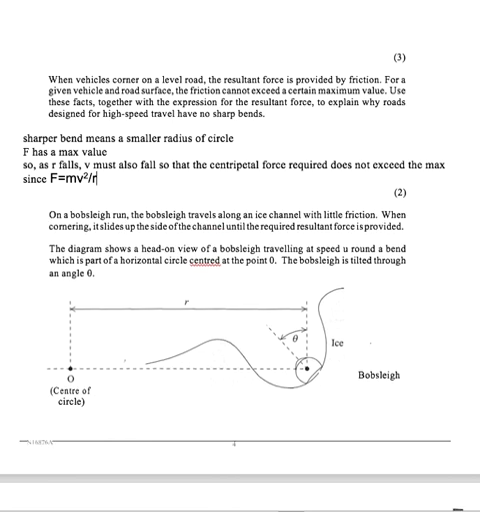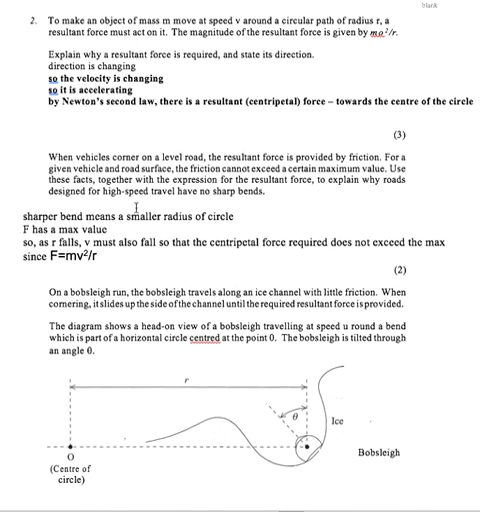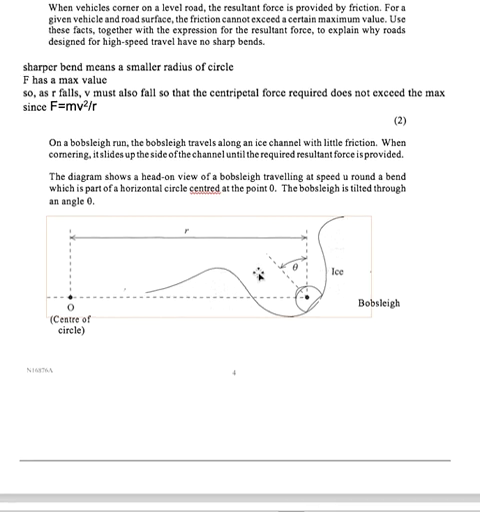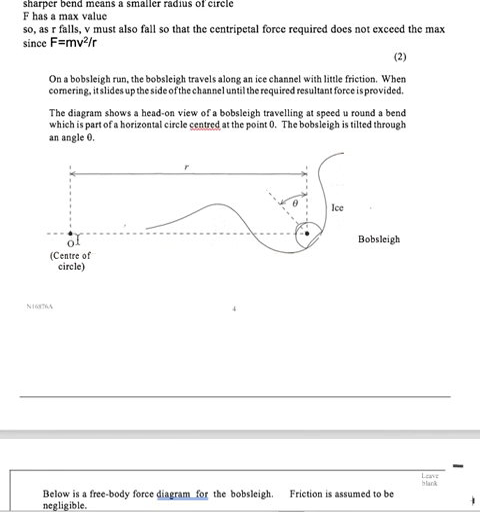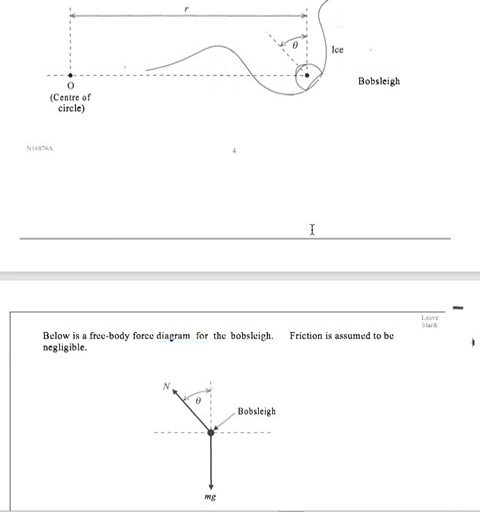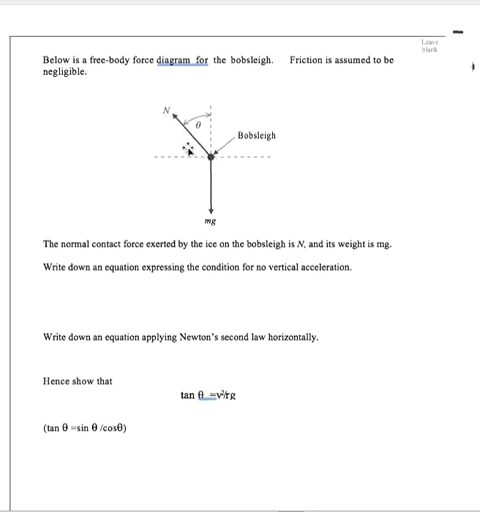Let's tidy up a little bit here. Maybe get more of the question on the page. So then we have the bobsleigh. And here we have the center of the circle around which the bobsleigh is going. And the bobsleigh is at some angle to the vertical or the horizontal, as you choose. We have the angle to the vertical measured here. So here's a free body force diagram. We have a normal reaction at an angle to the vertical here. We have the weight acting down because it always does.